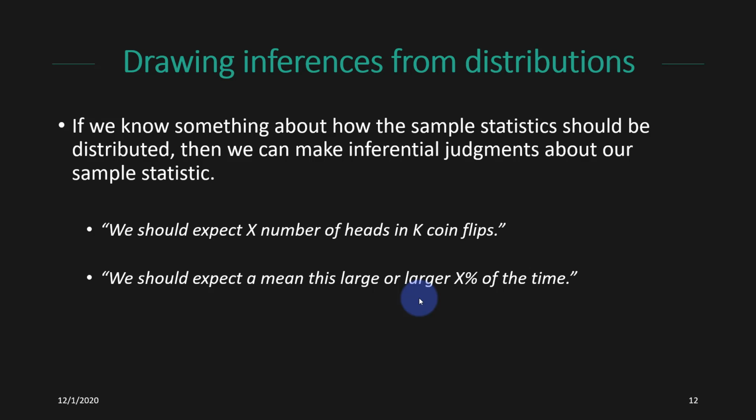But as we flip more and more coins, it's not going to be unusual to get some big runs of heads or some big runs of tails, and we could establish a distribution of the probability for different numbers of heads. Similarly, we could say, well, we expect a mean to be this large or larger X% of the time under the null hypothesis, right?